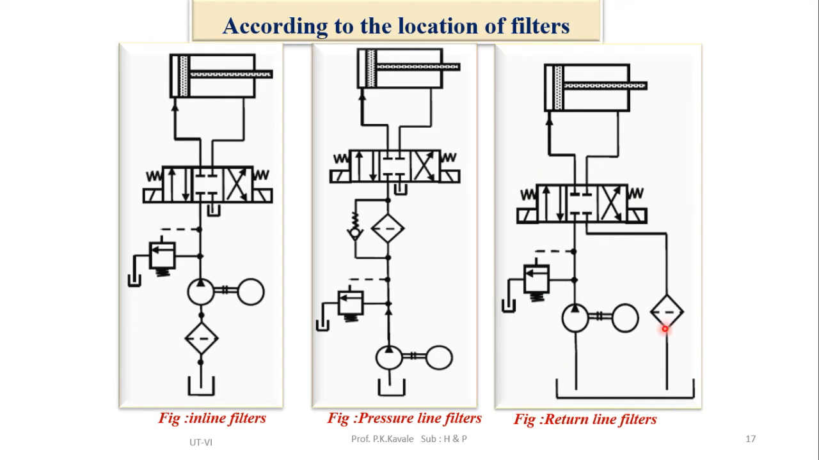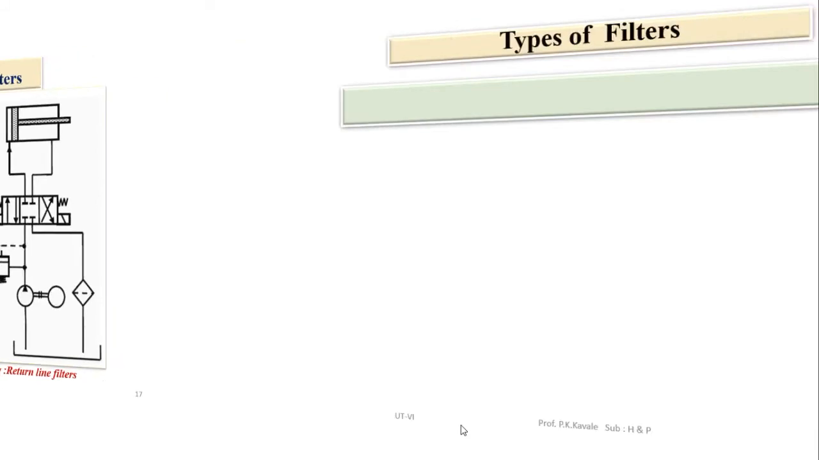And what is the third category? Return line filters. So these are the third category. Each has a different role, different significance. As per the system requirement, we keep inline, pressure line, return line filters.